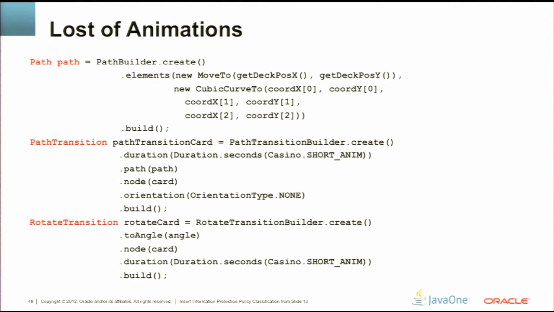So these are basically the things that I've already talked about. You've got the idea of path transition, you've got the idea of rotate transitions. So as you move a card, you want it to move along a particular path to the table, but then you also need to be able to rotate it so it fits in the right place for the player. So there's a path transition and a rotate transition involved for moving a card.